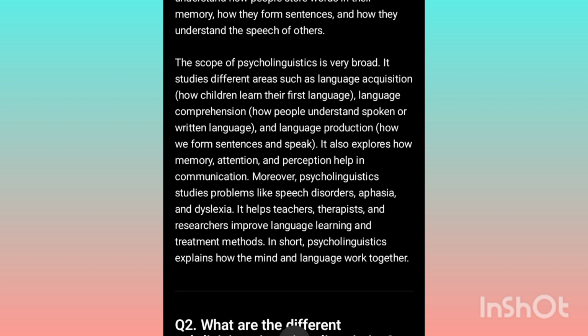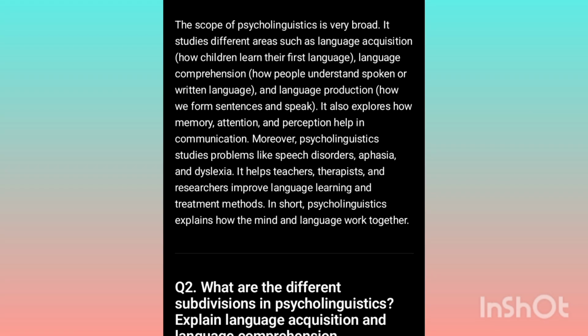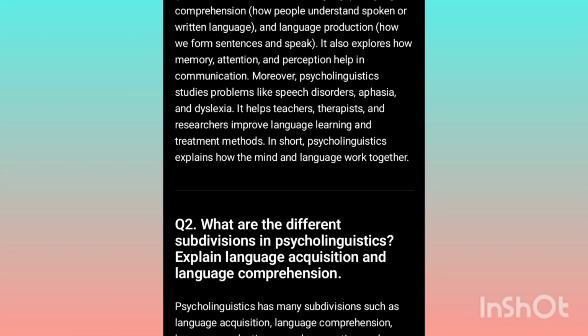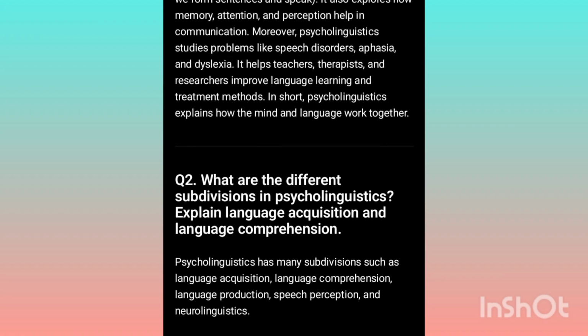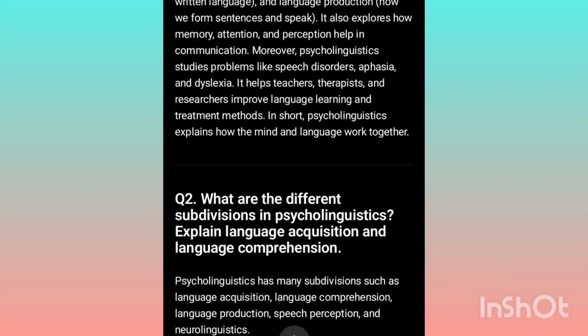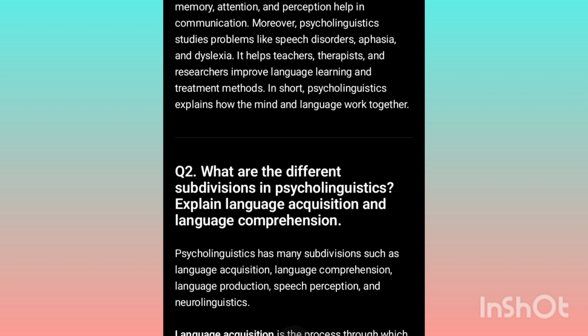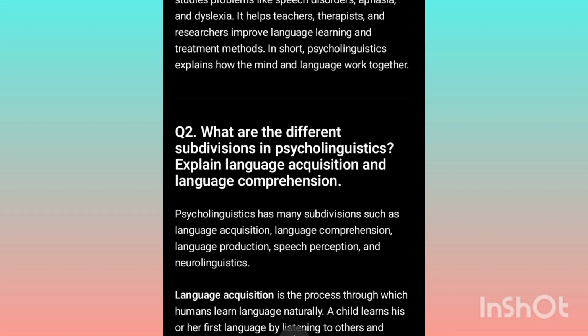It studies different areas such as language acquisition, how children learn their first language, language comprehension, how people understand spoken or written language, and language production, how we form sentences and speak. It also explores how memory, attention, and perception help in communication. Moreover, psycholinguistics studies problems like speech disorders, aphasia, and dyslexia. It helps teachers, therapists, and researchers improve language learning and treatment methods. In short, psycholinguistics explains how the mind and language work together.